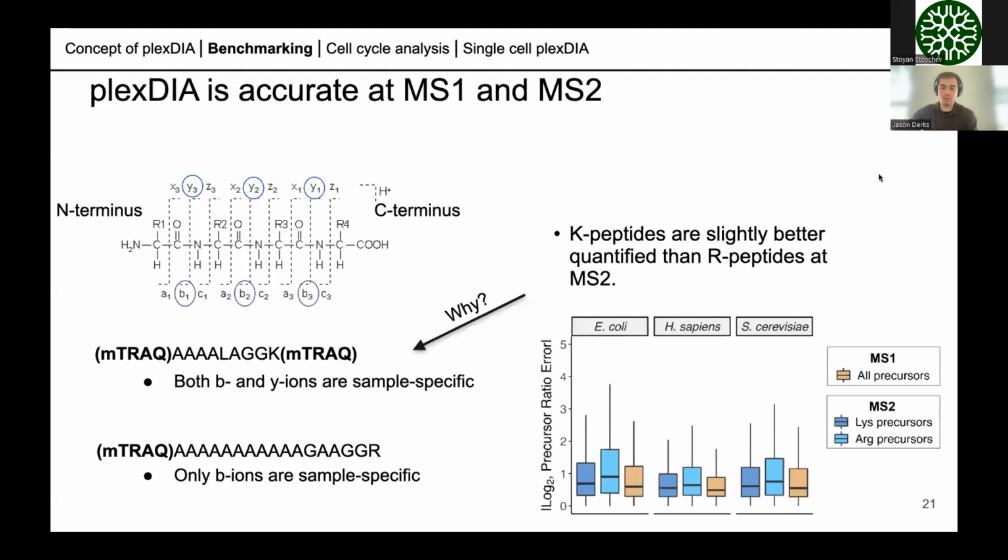If we look at the MS1 and the MS2 quantitation, both are fairly accurate and comparable. One thing that is interesting, but maybe not surprising, is that lysine peptides are slightly better quantified than arginine peptides at MS2. The reason is that you can use b and y ions, because they're sample specific, for these lysine-containing peptides. Whereas for arginine-containing peptides, you can only use the b ions, because they're the ions that are going to have this mass tag. The other ions are going to be a superposition of each other, and you can't use them for quantitation. So because you can have more fragments with lysine peptides, the accuracy of the quantitation could be a little bit better, but they are still reasonably comparable.